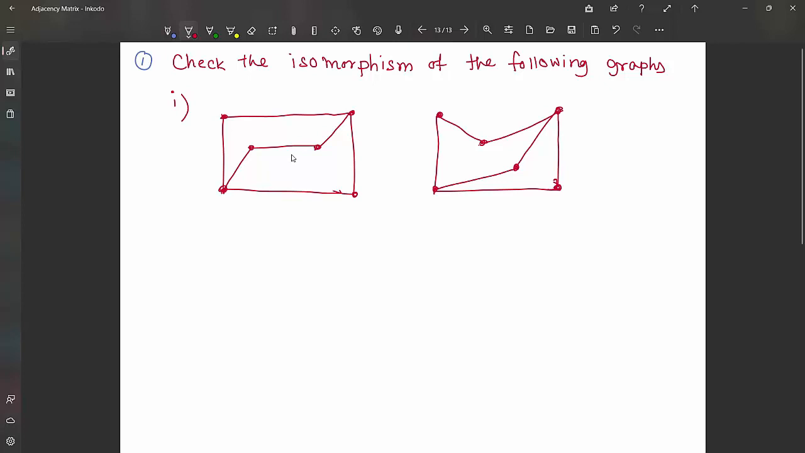And number two, another problem. This is a bipartite graph. We all know that this is a K2,3 graph, a bipartite graph. And here also do the same thing, from 1 to 2 and from 1 to 2. So 1, 2, 3 and 4, 5, 6. These are the 6 vertices, and there are 1, 2, 3, 4, 5, 6 edges.